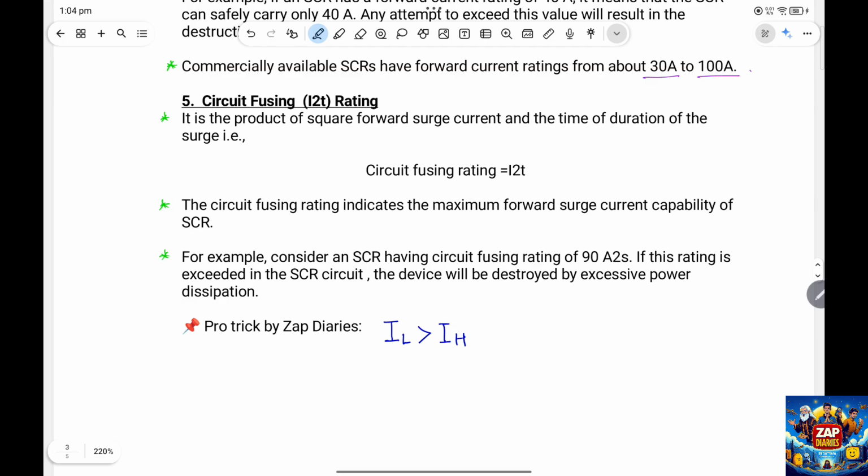Okay, and then coming to the current fusing, it is the I²t rating. We call current fusing the I²t rating.